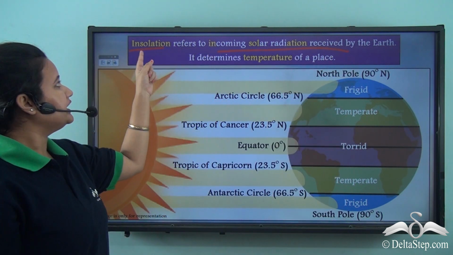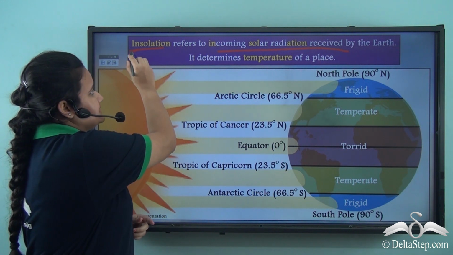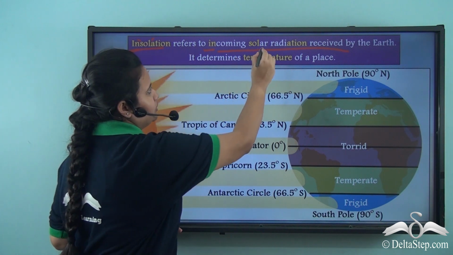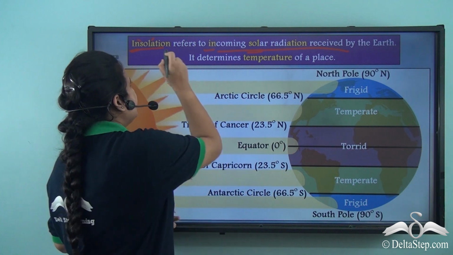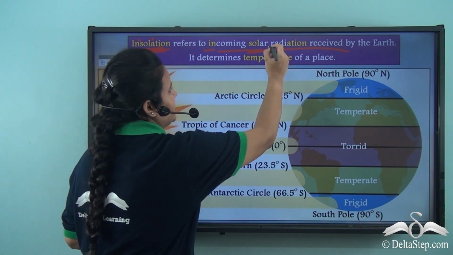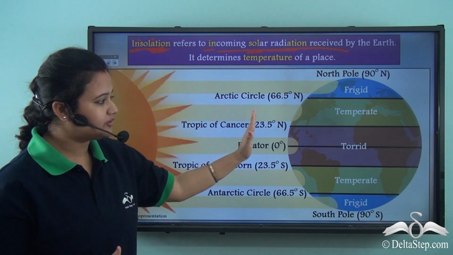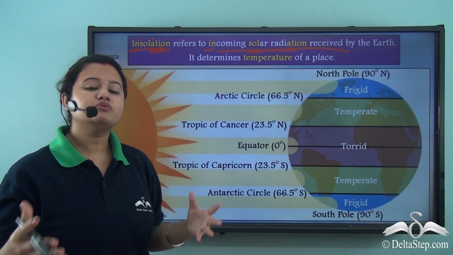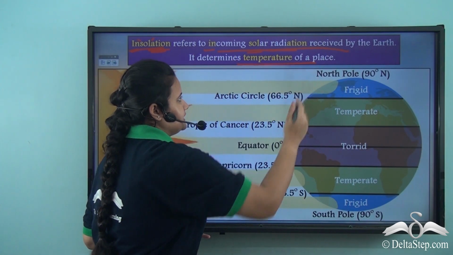See, the word insolation can be divided into three parts. In stands for incoming, sol stands for solar or the heat coming from the sun, and ation stands for radiation. So, insolation refers to the radiation coming from the sun and received by the earth. Now the amount of insolation helps to determine the temperature of a place.